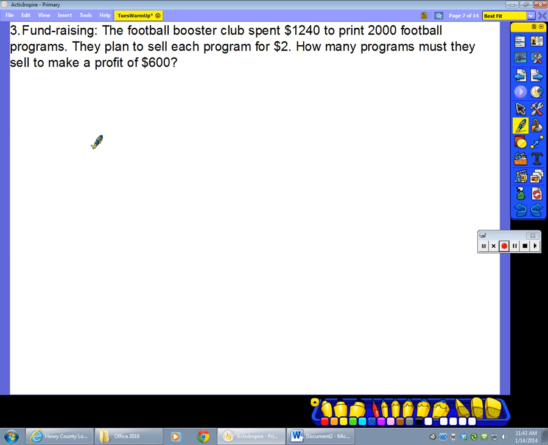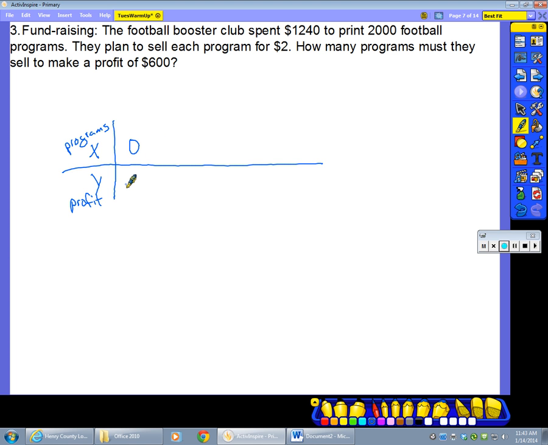When I'm setting up my if-then table, all right, I've got a number of tickets, or they're not selling tickets. What are they selling? Programs. Okay, so let's see, programs sold. Okay, and their profit. So if they sell 0 programs, what is their profit going to be?